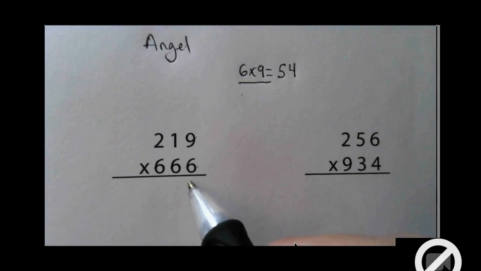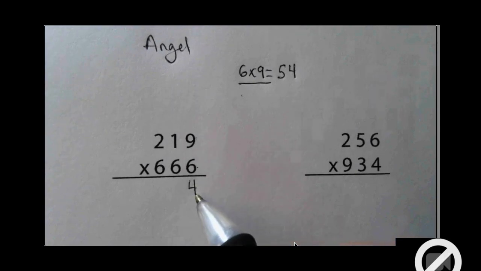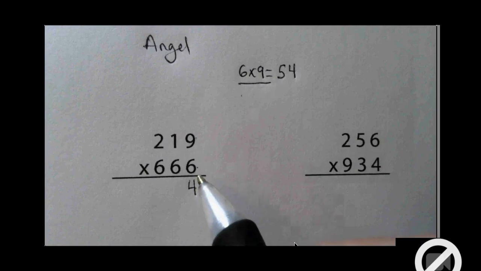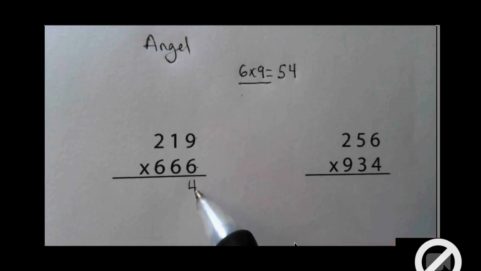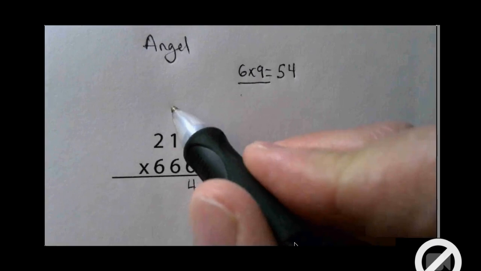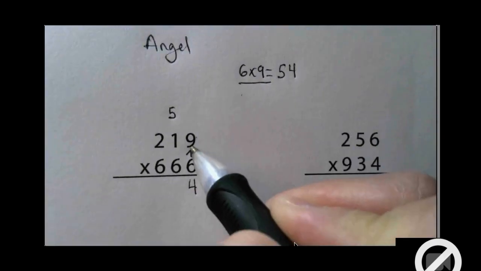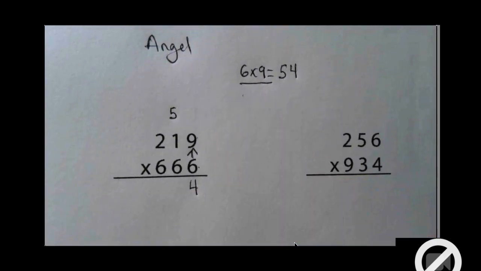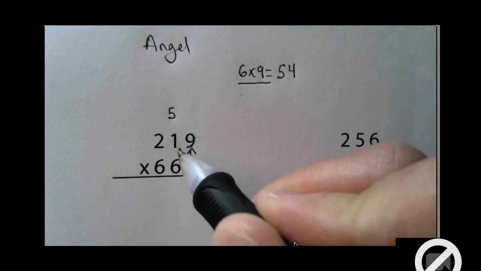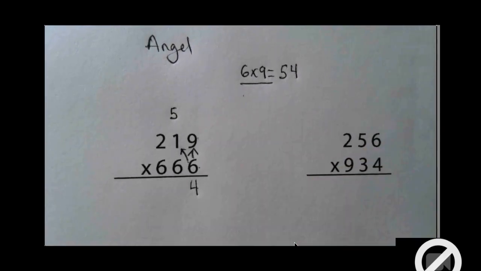What do you write here? Put the 4 right on the bottom. Yes. And you carry what? And you carry the 5. Yes, sir. What do you do next? 6 times 1 equals 6.